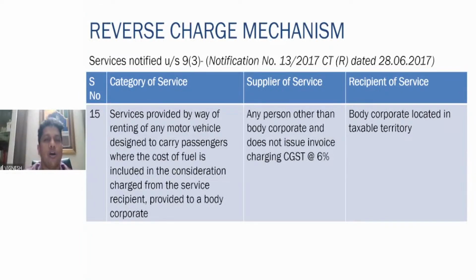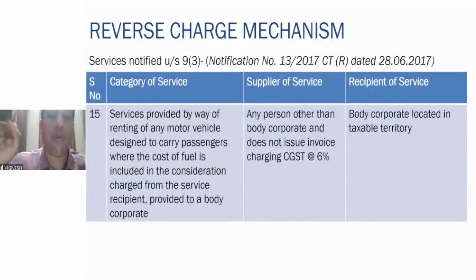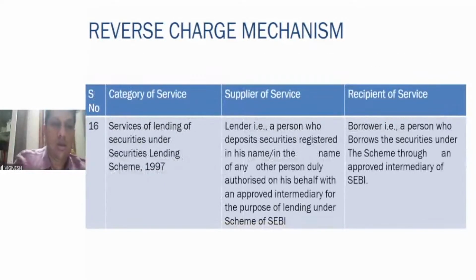Recipient of services, body corporate located in taxable territory. Provider of service, any person other than body corporate. But however, out of the two options which are given, he has to opt for paying without ITC at the rate of 5%. That is 2.5% in this case. Only then it will get covered under this particular clause.